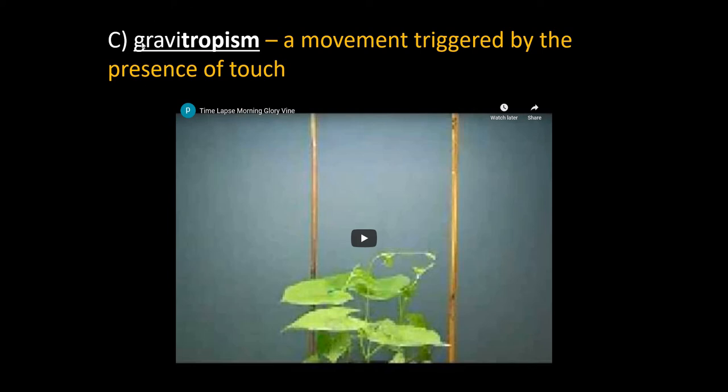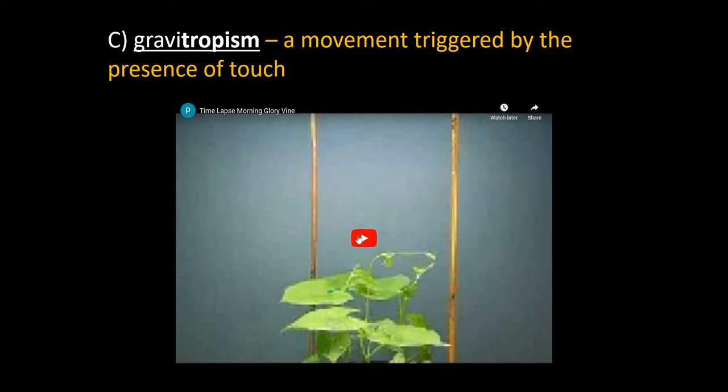This, I actually forgot to change the top. This is known as thigmotropism. So not gravitropism, this is thigmotropism. That is spelled thigmo, and then tropism. I apologize for that. Okay, thigmotropism, not gravitropism. Thigmo, and then tropism. This is a movement that is triggered by touch.